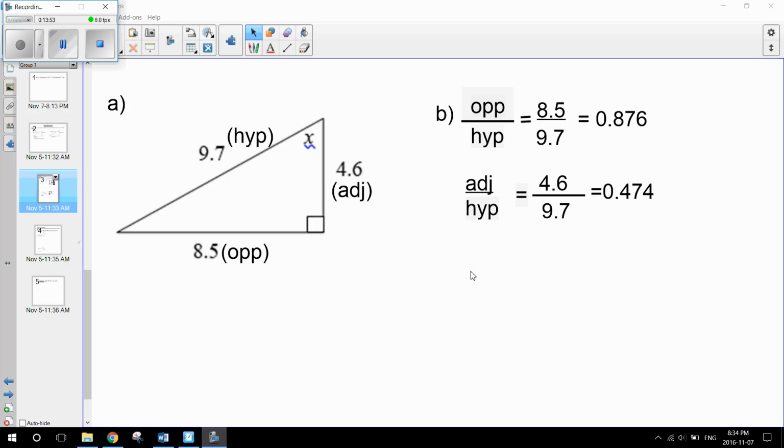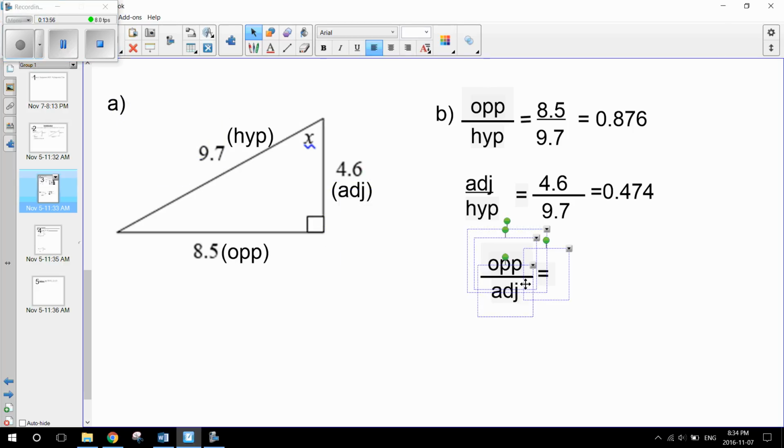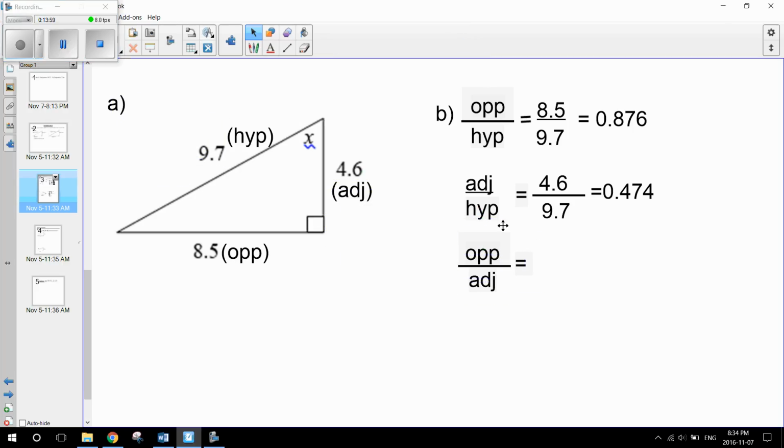The last ratio that we need to find is opposite over adjacent. So our value for our opposite is the 8.5 down at the bottom. So we have 8.5, and it's divided by the adjacent. And we look back at our triangle, and our adjacent is the 4.6. So we have 8.5 divided by 4.6. And again, toss that into your calculator.